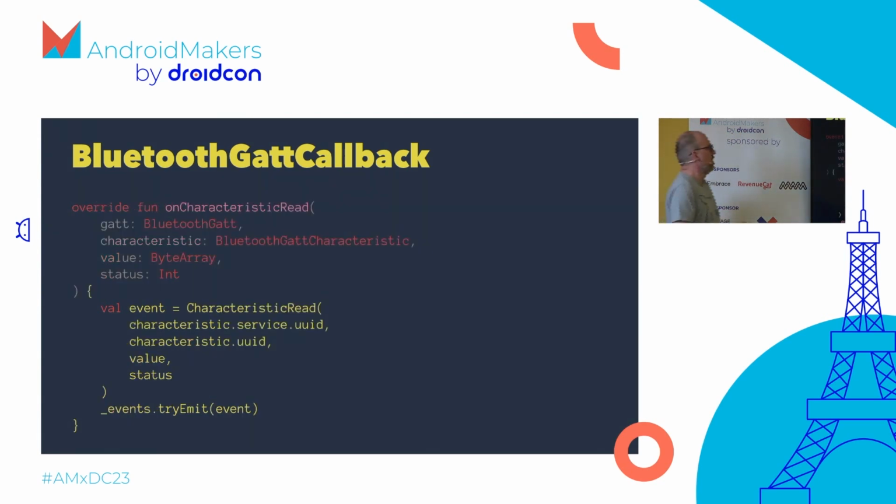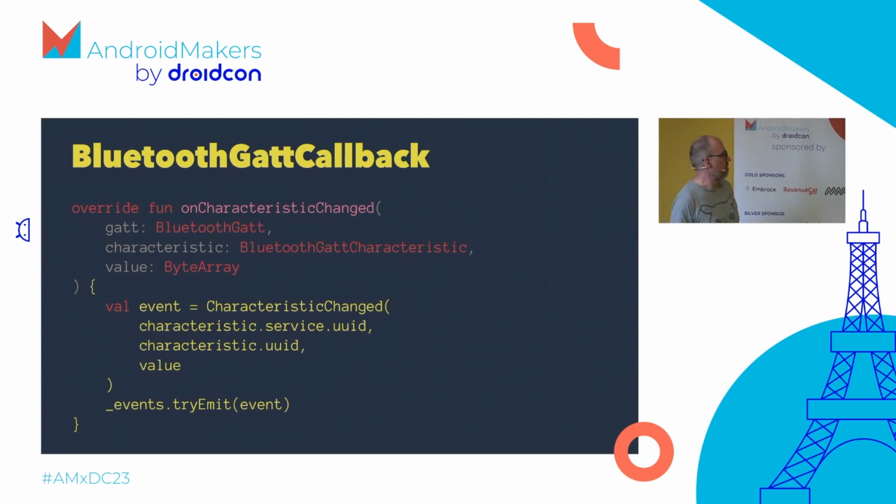And then, like in the read callback, this is the new version of the API. In the old version, you don't have the value parameter. So what you do here, you take the characteristic read and you create an event and then you emit it on the flow. And this is the safest way to work with the Bluetooth GATT callback. This is basically what RX versions of these libraries out there already do, but this is a Kotlin version. The Cable library, I think, does it a similar way.